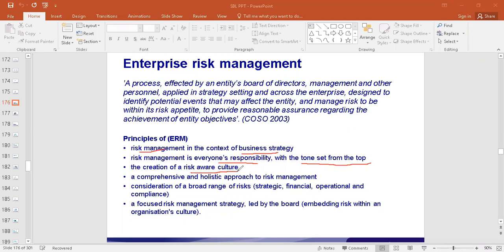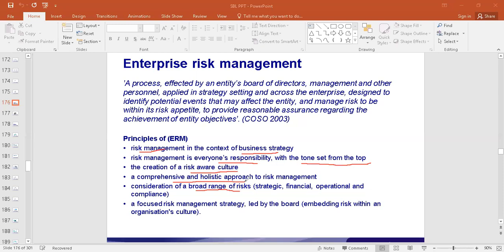making them aware of the possible potential risks that can happen. Then a comprehensive and holistic approach to risk management, consideration of a broad range of risks, that is risk at strategic, financial, operational, and compliance levels. So looking into a broad range of risks, a focused risk management strategy led by the board.